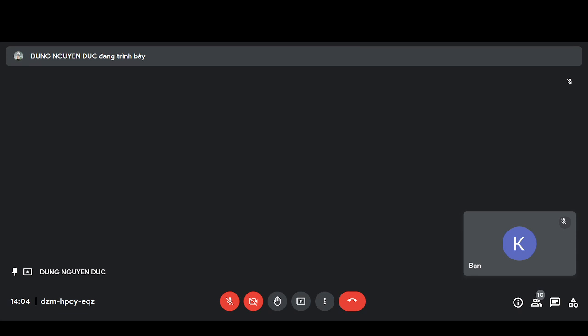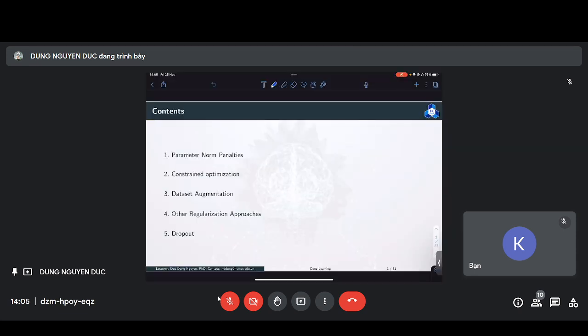And here is what we are going to discuss. First, we are going to talk about some techniques related to parameter normalization. How do we normalize it and how do we penalize the difference or the magnitude of the parameters? That turned out to be very important. And also, we are going to talk about another technique related to constrained optimization. In fact, it's related a lot to regularization too.